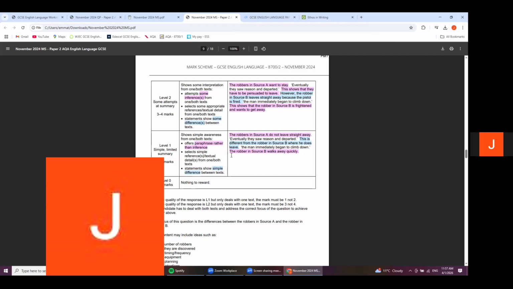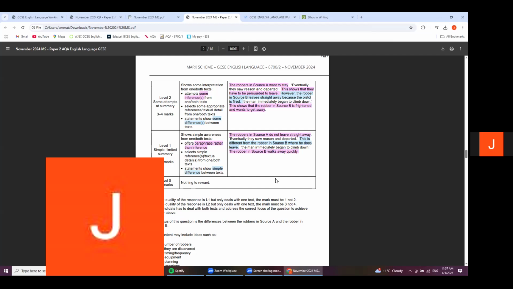So an example of what this looks like, and conveniently for us, it's color coded as well. The robbers in source A do not leave straight away. Eventually they saw reason and departed. This is different from the robber in source B, where he does leave. The man immediately began to climb down. The robber in source B walks away quickly. So it's a response that we can award marks for.